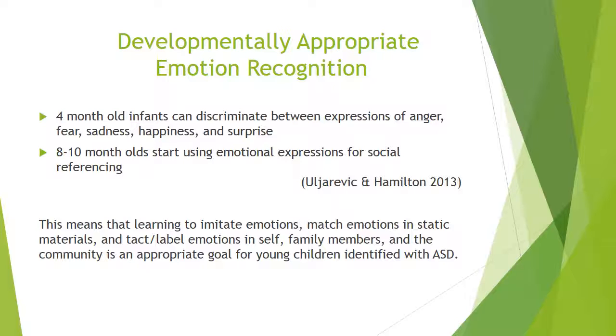So what is developmentally appropriate? And we can use this as a guide. 4-month-old infants can discriminate between expressions of anger, fear, sadness, happiness, and surprise. 8 to 10-month-olds start using emotional expressions for social referencing. And this means that it is an appropriate goal for us as practitioners to have for young children identified with ASD who lack this ability.